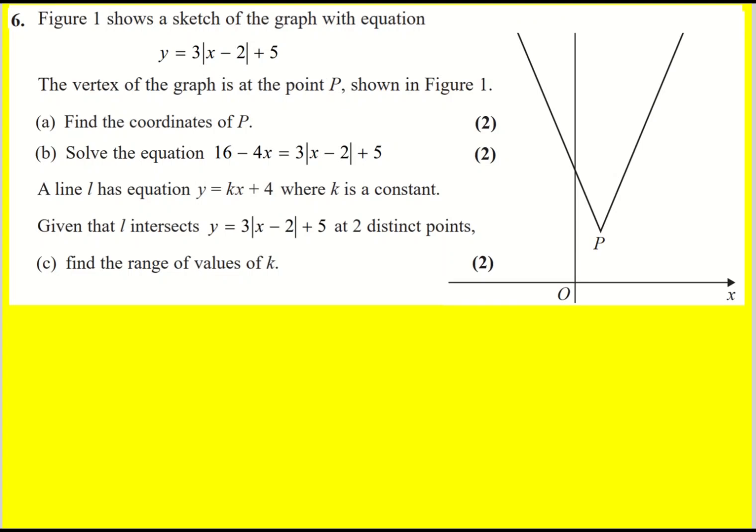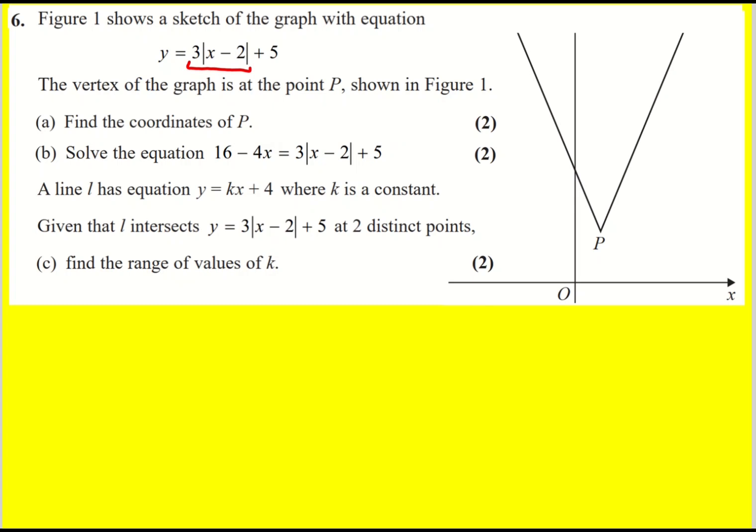A modulus equation question, but this one has had 5 added to the modulus to translate it in the y direction. We're told that the vertex is P, this is where it turns, and we're asked to find the coordinates of P. This is a little bit like when something's in completed square form. It's going to turn when this bit is 0, because otherwise this bit is always positive. The minimum is going to be at the critical point when this goes to 0.